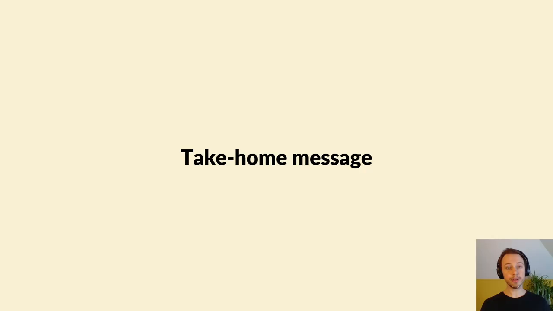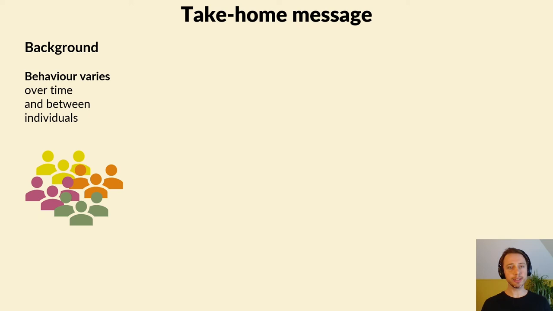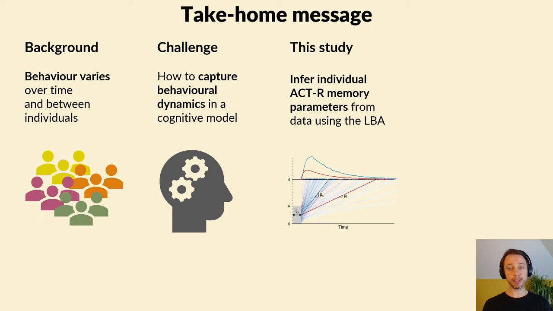I'll start by giving a quick summary of the main idea. Usually, when we observe how people behave, we find that their behavior is not constant, but that it changes over time and differs between individuals. The challenge that cognitive modelers face is how to capture such behavioral dynamics in the parameters of their cognitive models. In this study, we show how we can infer individualized parameters of an ACT-R model of memory retrieval using a mathematical model, namely the linear ballistic accumulator.